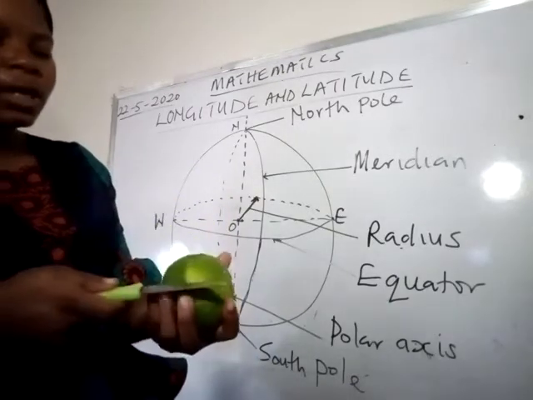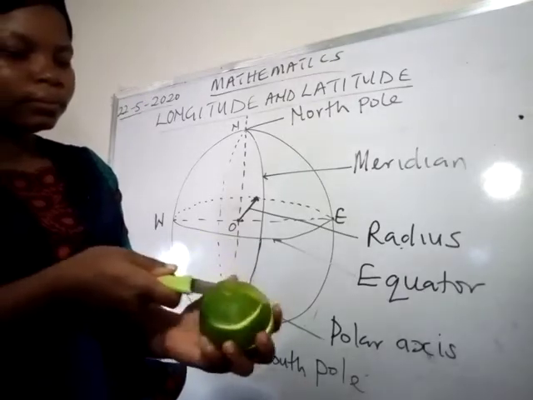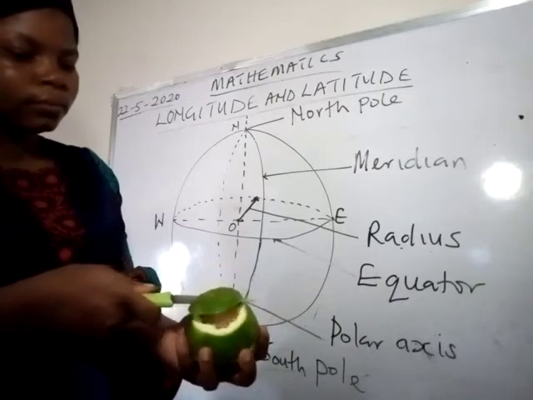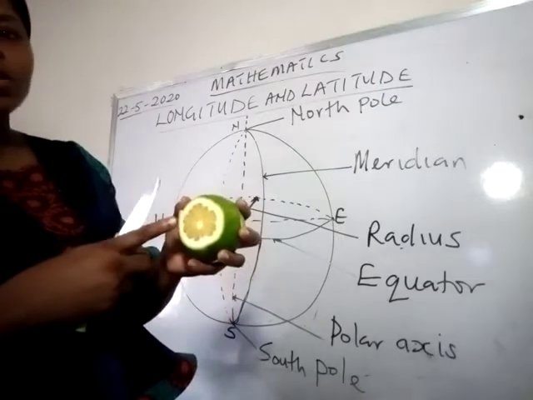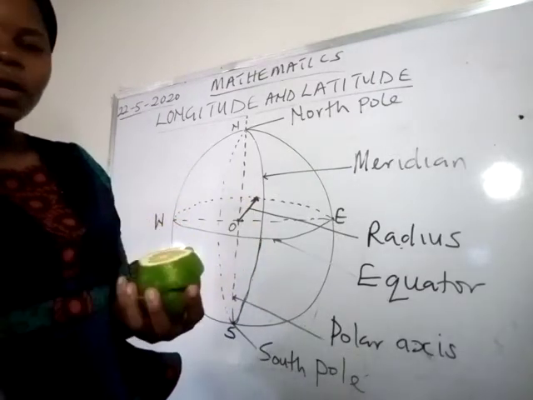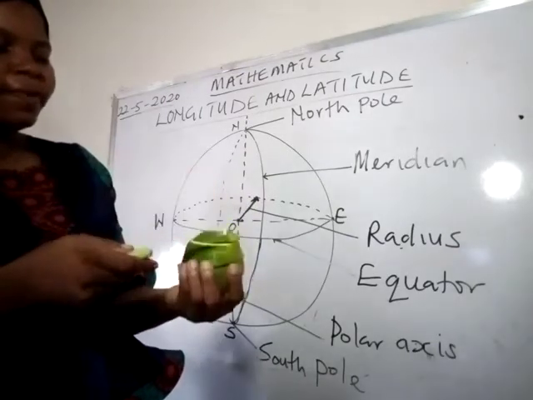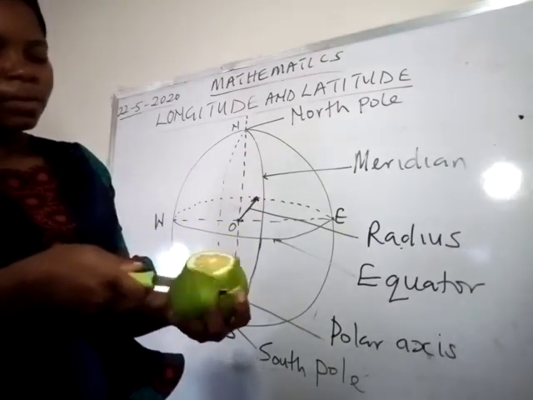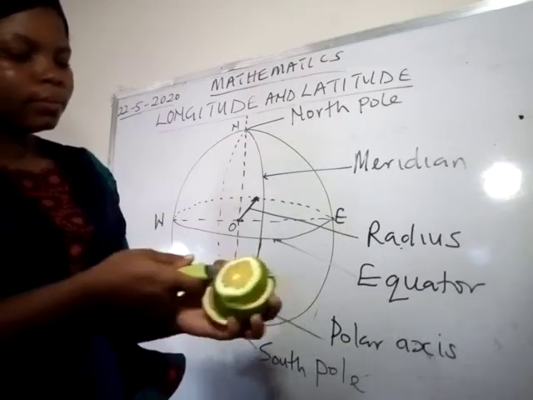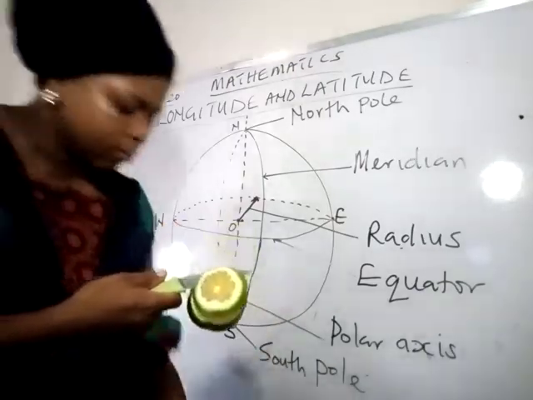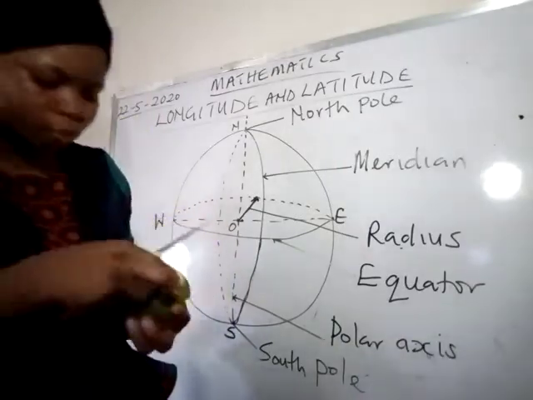If I cut this again, you can see, now I'm having a small circle. This is also a small circle. So I can have a small circle on a sphere. You can see if I cut this, mind your hand, you can see. So these ones are called small circles.